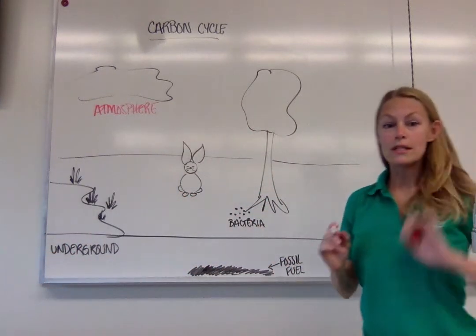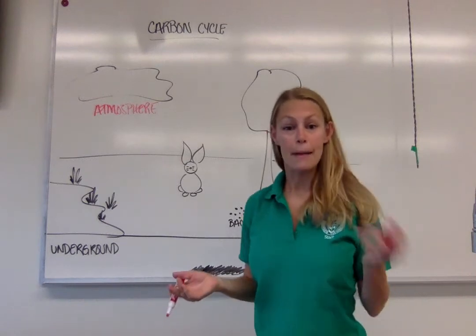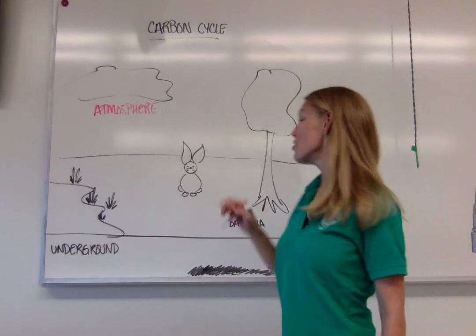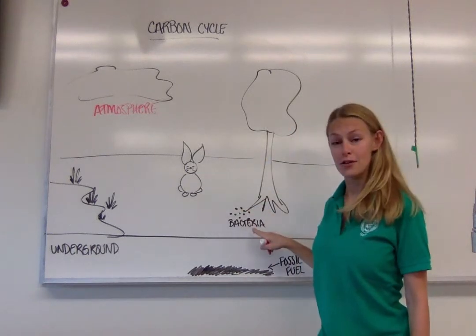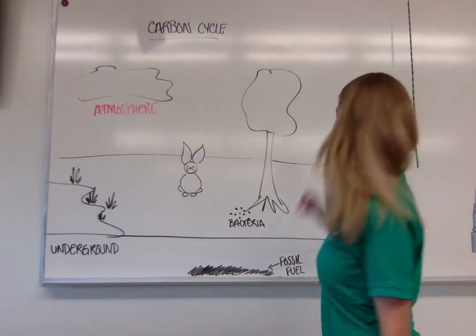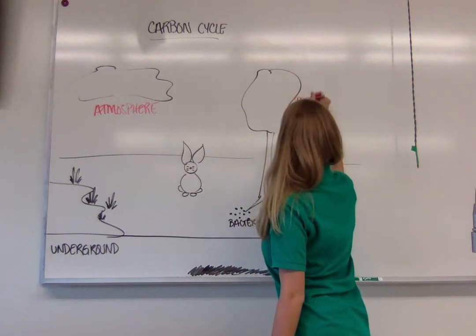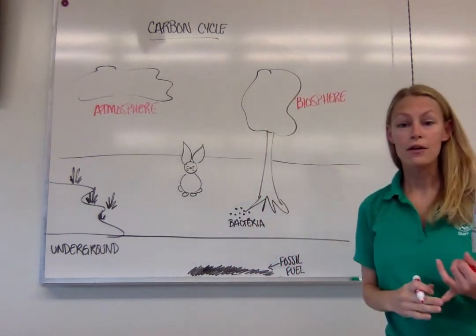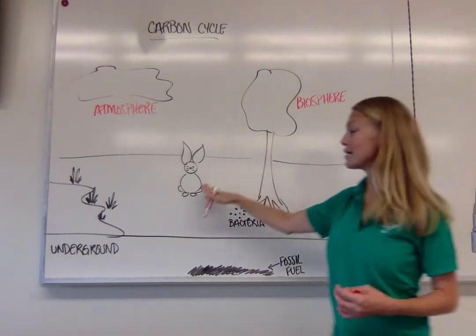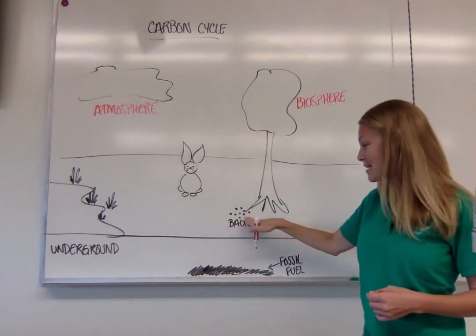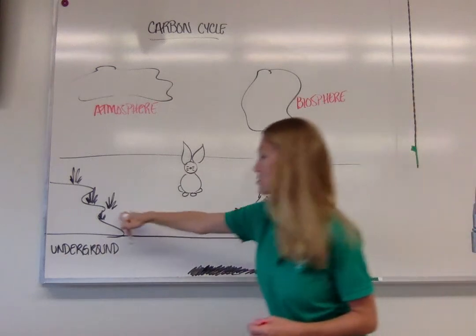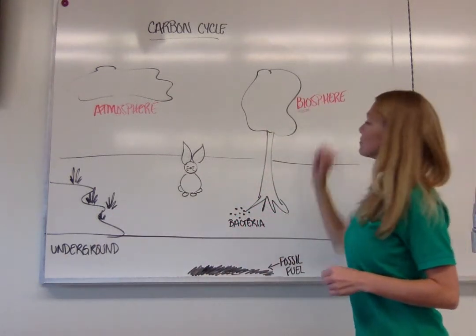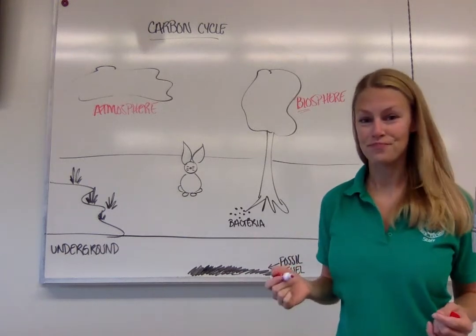Now remember, we did the prefix for abiotic and biotic, and we know that the term bio means living. So any living thing, we're going to call the biosphere. So the biosphere includes our tree, it includes our bunny rabbit, and it includes the bacteria, and also the little grass over here. All right, so biosphere, remember, meaning life.